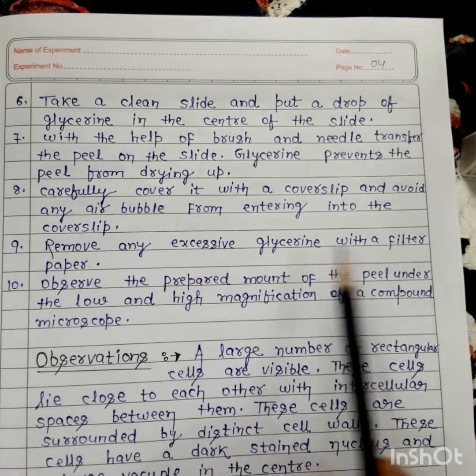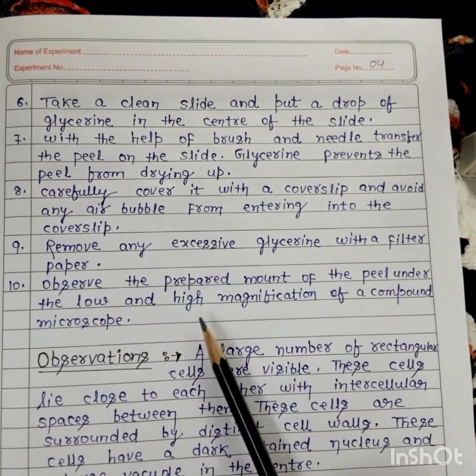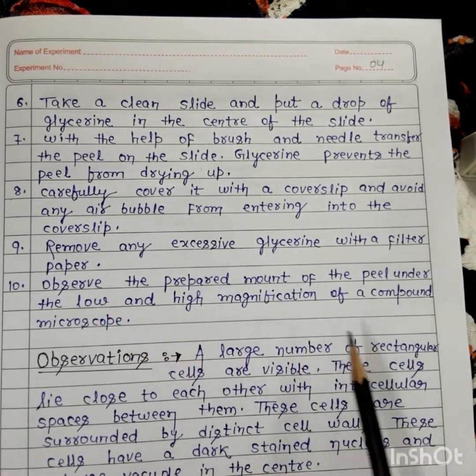Remove any excess glycerine with a filter paper. Then observe the prepared mount of the peel under the low and high magnification of a compound microscope.